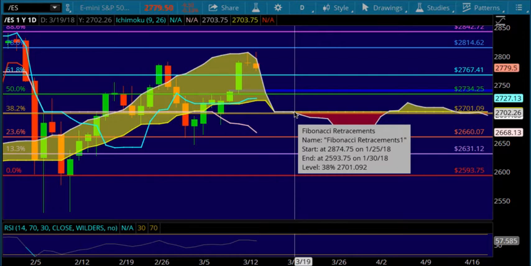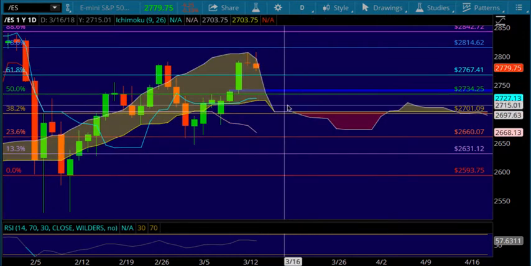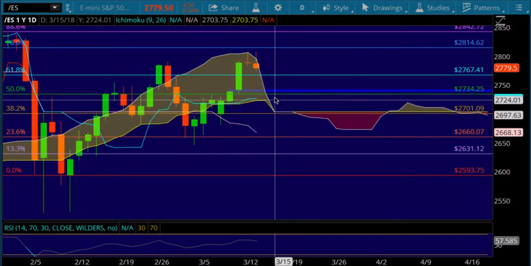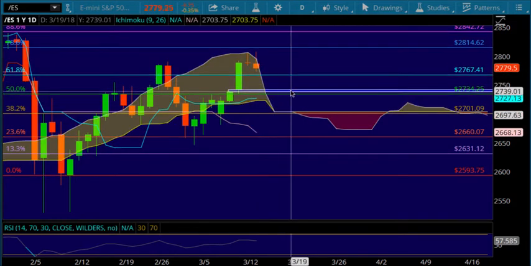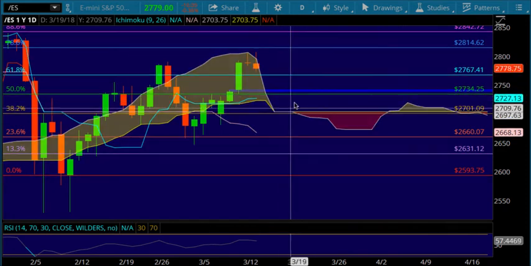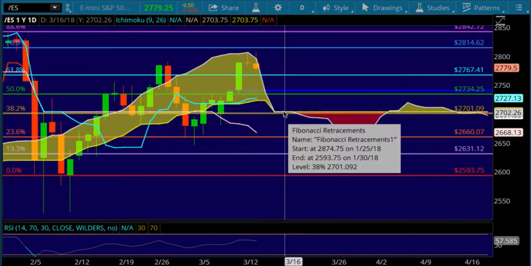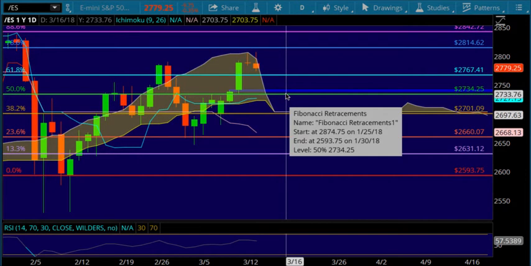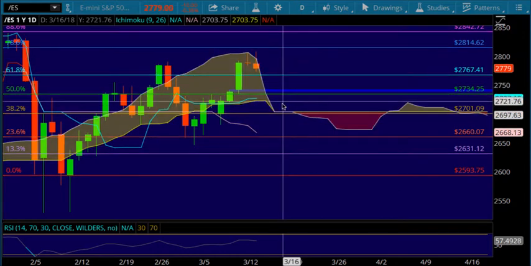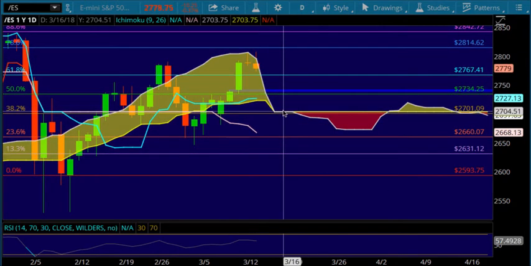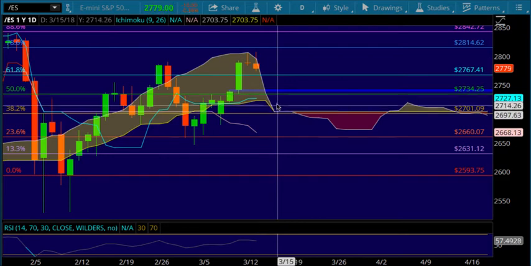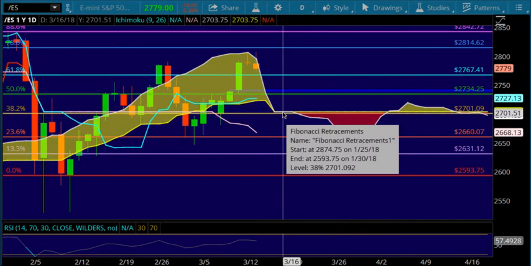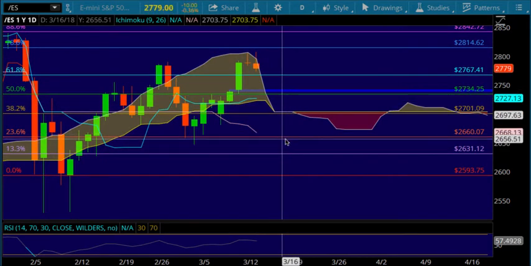So if we find ourselves with price in this area, like say price loses this gap window area and is around here, somewhere between 2700 and 2730, thereabouts, it's very dangerous. Price could lose cloud support and go from being bullish to being bearish.